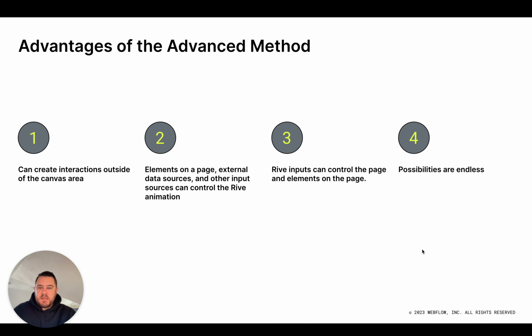So let's look at how to do the advanced method and what the advantages are. This is where you can control interactions outside the canvas area. Elements on the page, external data sources, and other sources can control the Rive animation. You can also have the Rive animation control other elements on the page. So you can say, when I click this, make something else happen on the page, right? That's the power of the JavaScript. And it really seems like the possibilities are endless.